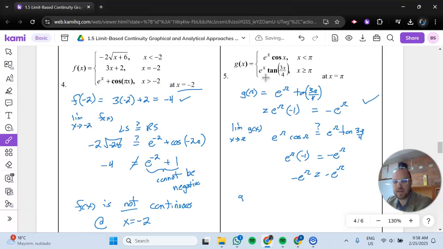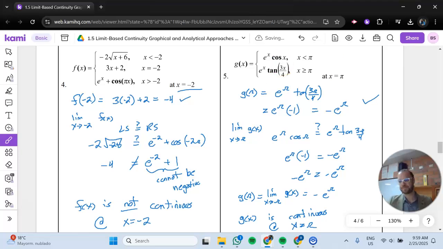And so we can say that g of pi equals the limit. This is my justification: as x approaches pi of g of x, which is equal to negative e to the power of pi. So g of x is continuous at x equals pi. Good.